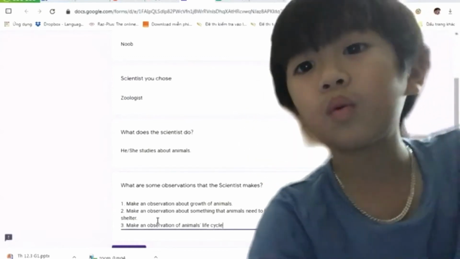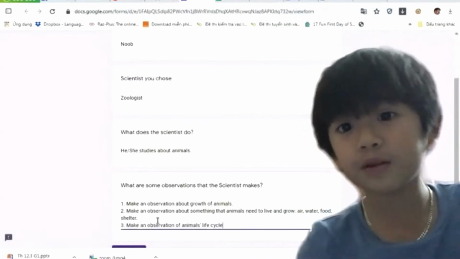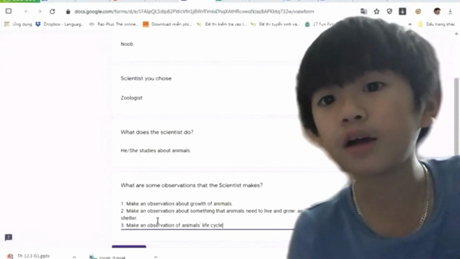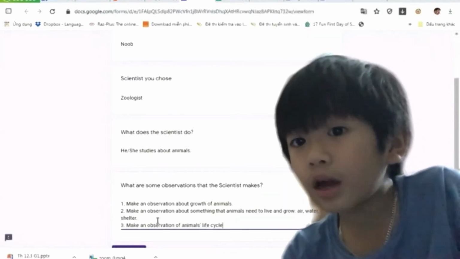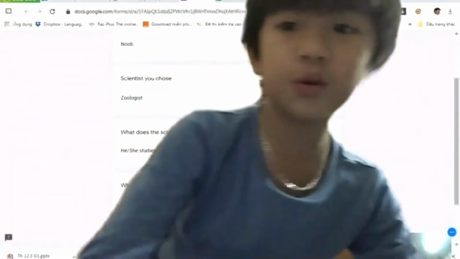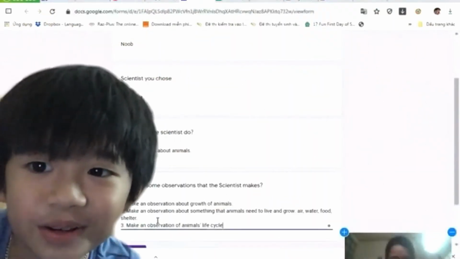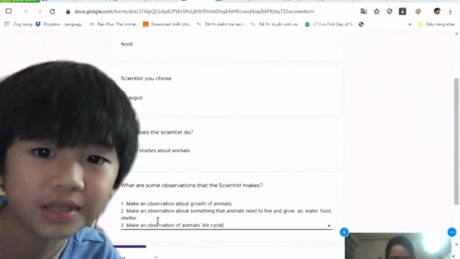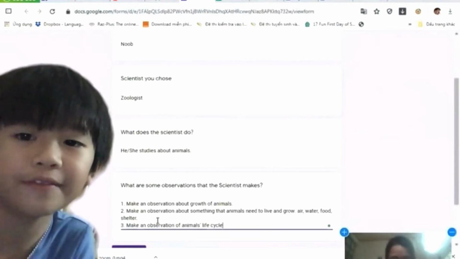Okay. What are some observations that the scientist makes? Make an observation about growth of animals. Make an observation about something that animals need to live and grow: air, water, food, shelter. Make an observation of animals' life cycle.